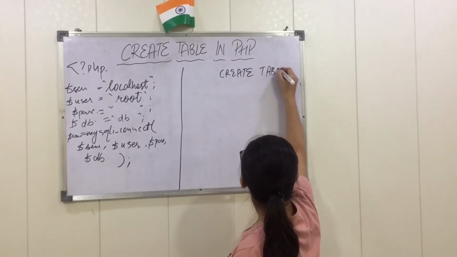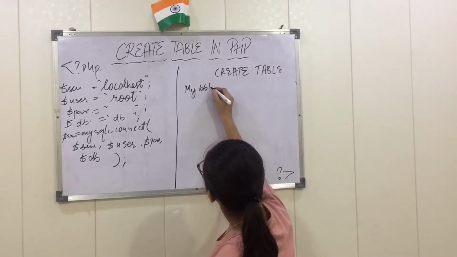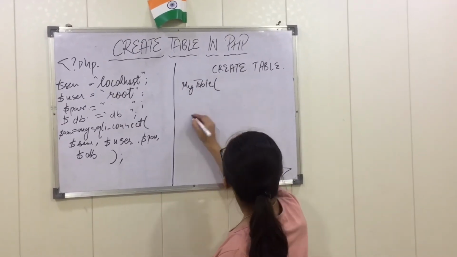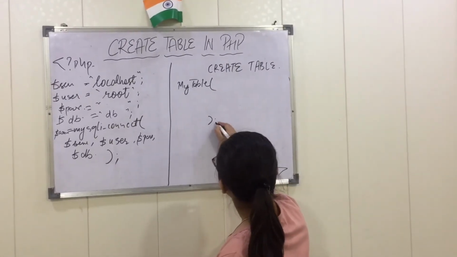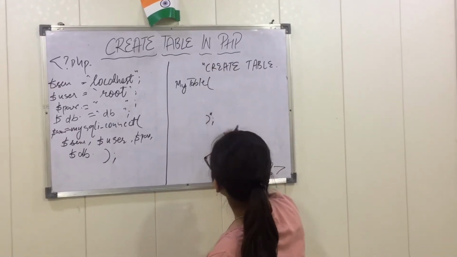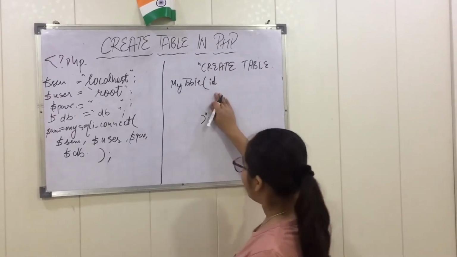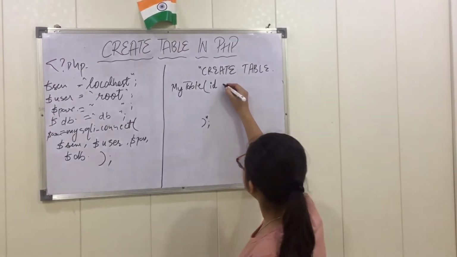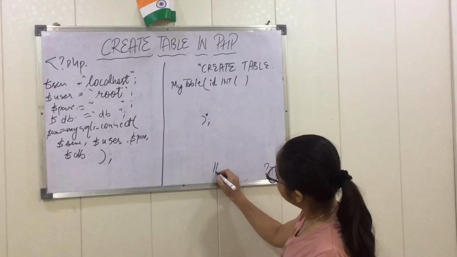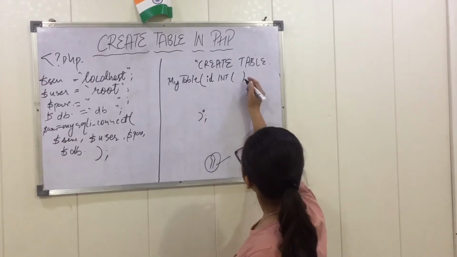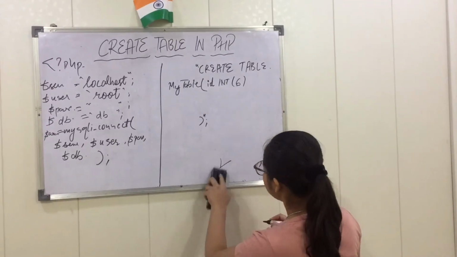Create table. After that, my table name, suppose my table name is mytable. After that, I will pass the values of the table which I need. Start here, close, and then put these into double quotes. So after that, we will pass the values of the table. Suppose my first value is ID, which I want to take as an integer, that is int. After that, it goes up to 11 digits. Suppose I am taking here 6, we can take the full 11 or less than 11. Suppose I have taken 6.